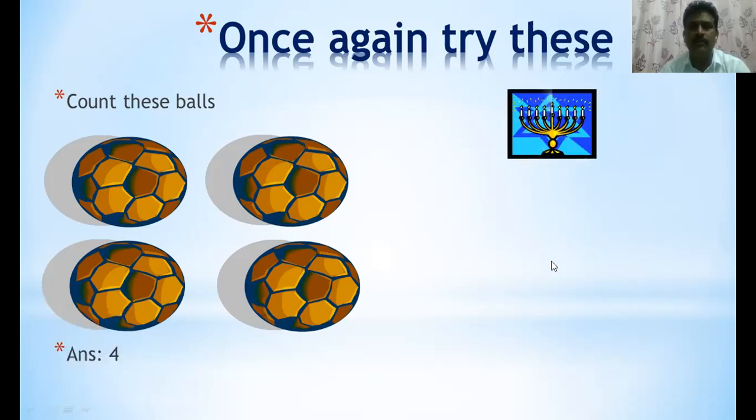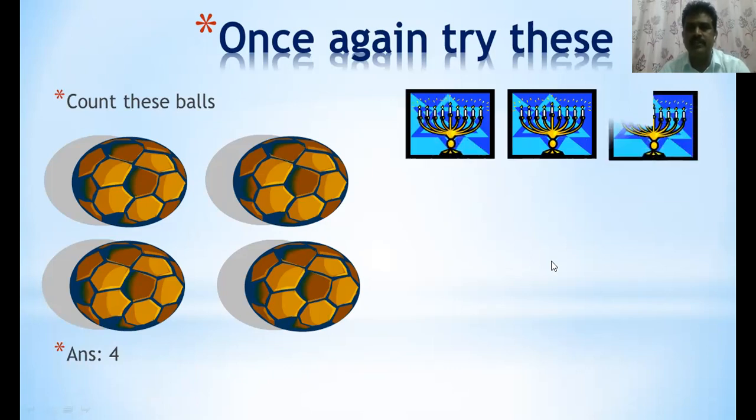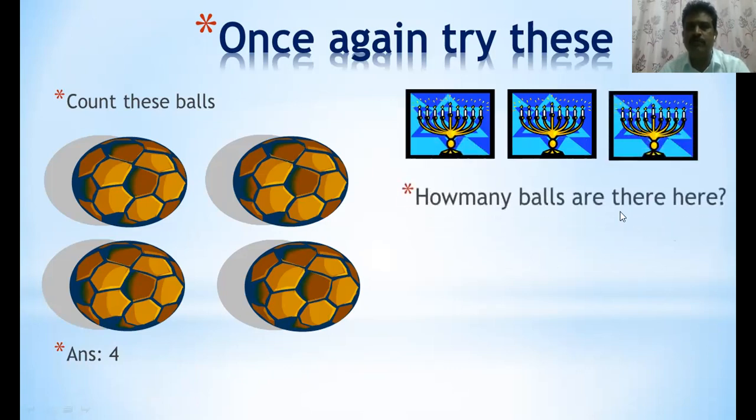Here, I am giving you something. Here, some lamps. See, the question is like this. This is one lamp stand. This is one lamp stand, a candlestick. This is one lamp stand. Now, here you have to count how many balls are there. Is there any ball? No, there is no ball.